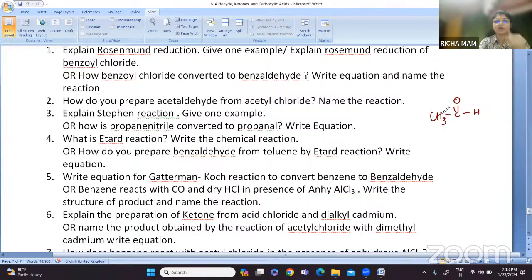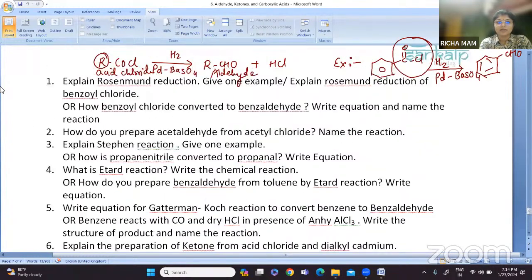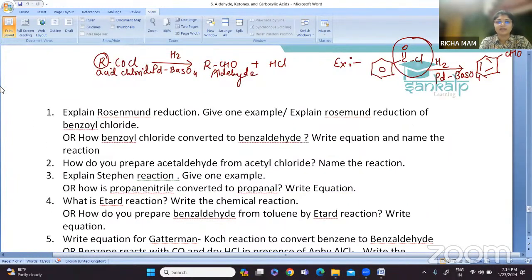And what is acetyl chloride? Acetyl chloride is what we are taking instead of R. In the previous equation, just a second, I can get back my equation. Here you can see, students, this is your one acid chloride.